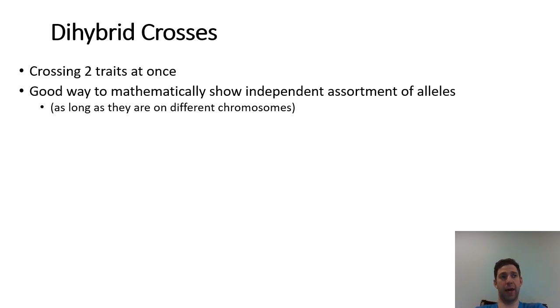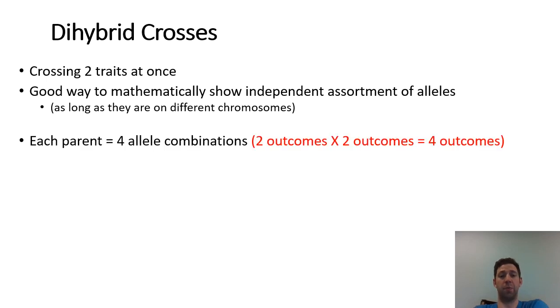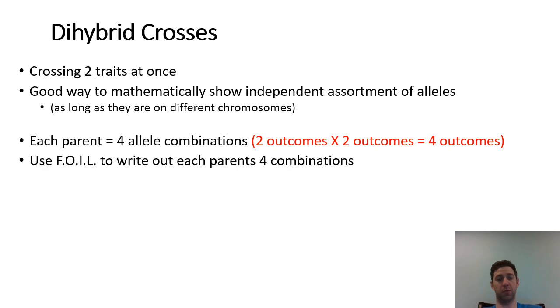But remember that the law of independent assortment does not apply for traits on the same chromosome because chromosomes do not get split. They either get passed on or not passed on. So each parent has 4 allele combinations because you have 2 outcomes of one trait, 2 outcomes of another trait, so you have 4 total outcomes. You use the mathematical acronym of FOIL, first, outer, inner, last, to write out each parent's 4 combinations.